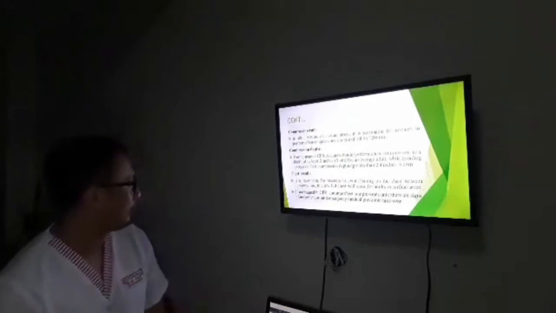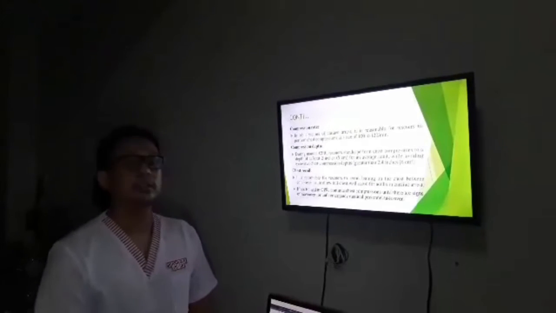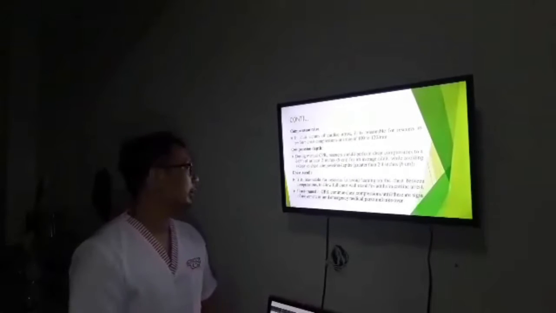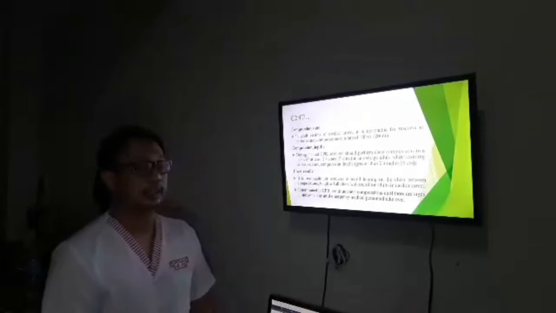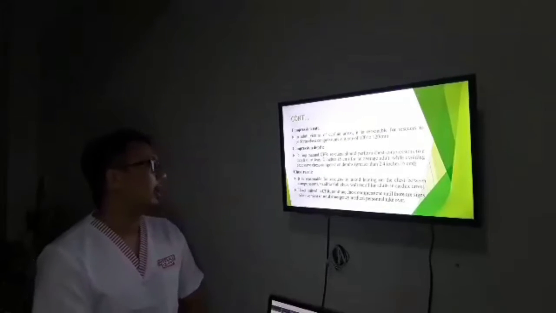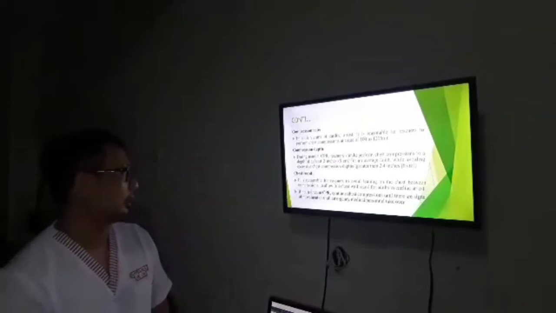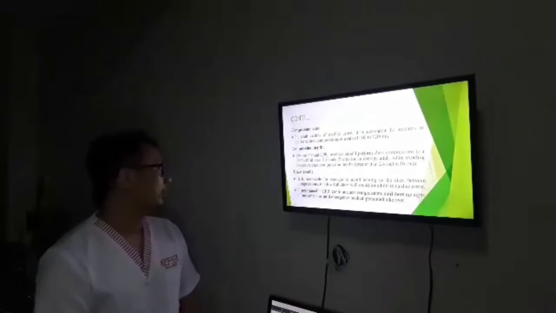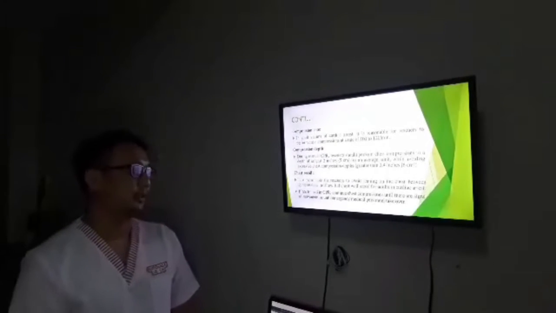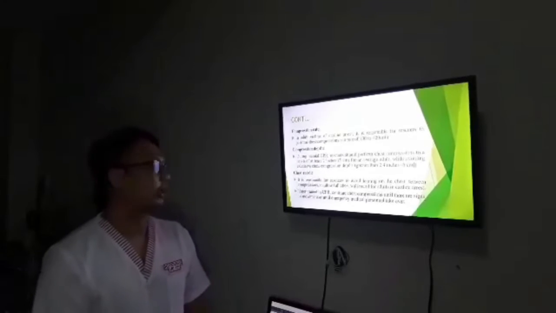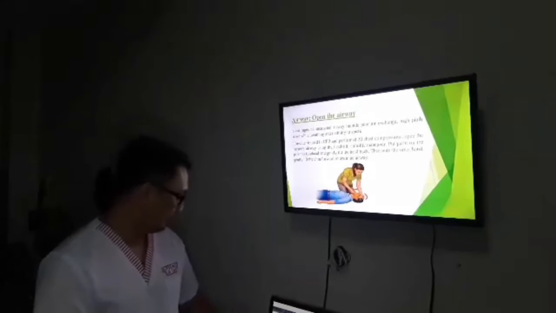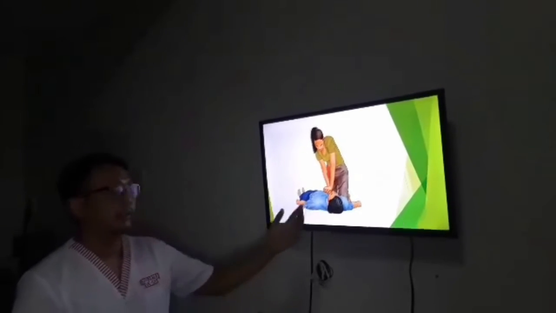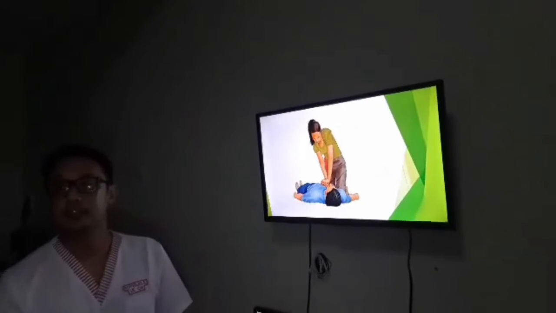Chest recoil. It is reasonable for rescuers to avoid leaning on the chest between compressions to allow full chest wall recoil for adults in cardiac arrest. If not trained in CPR, continue chest compressions until there are signs of movement or until emergency medical personnel take over. This is our positioning when doing chest compressions.